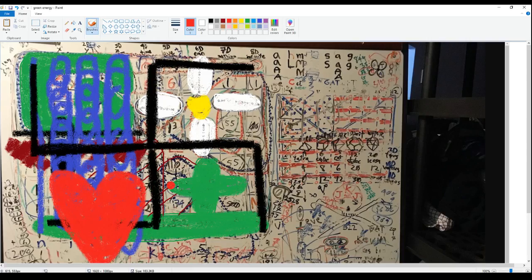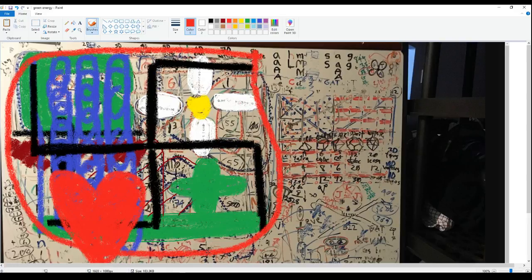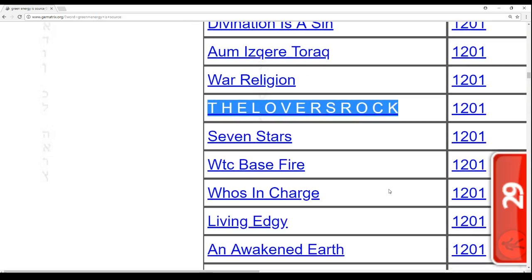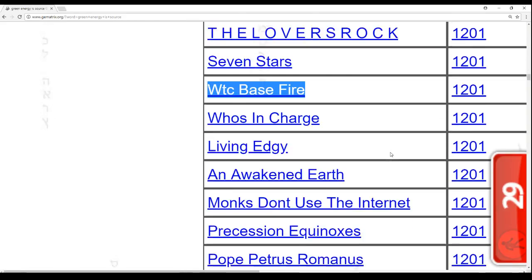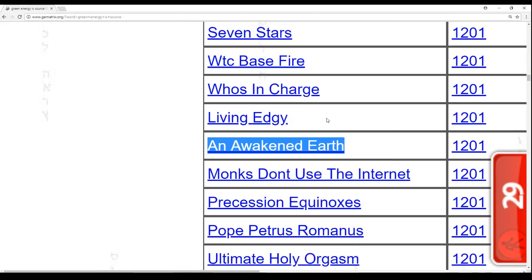Like in what is it? The Shining, Stanley Kubrick's The Shining. Where does it take place? Where does the black dude, the cook, who works in the kitchen like a slave, where does he go to vacation? In some really simple, basic place. In Boulder, Colorado. Boulder. Huh. Really? Okay. Anyways, World Trade Center base fire. Okay. And Awakened Earth. Living edgy.